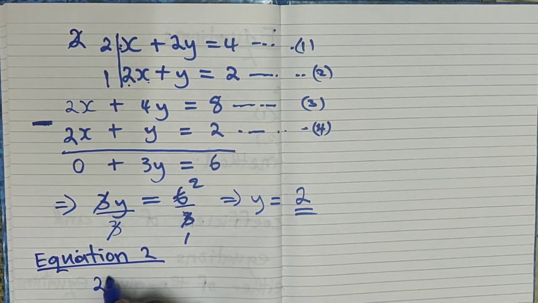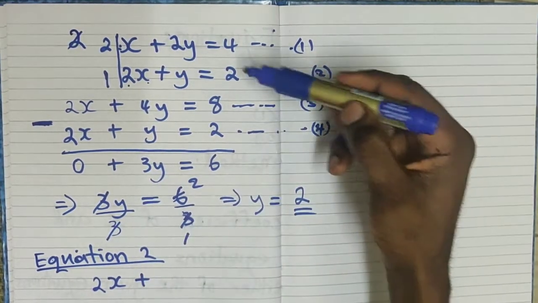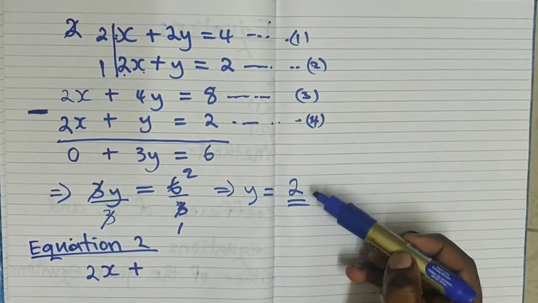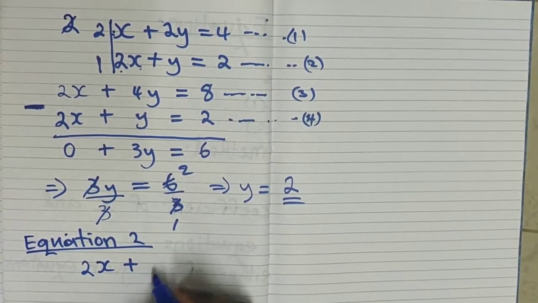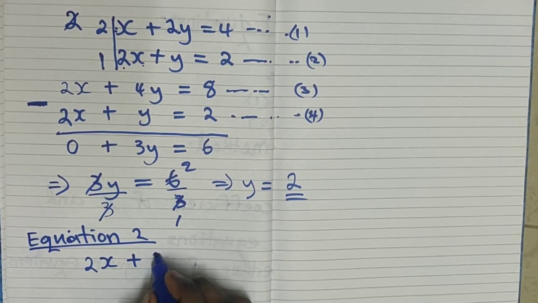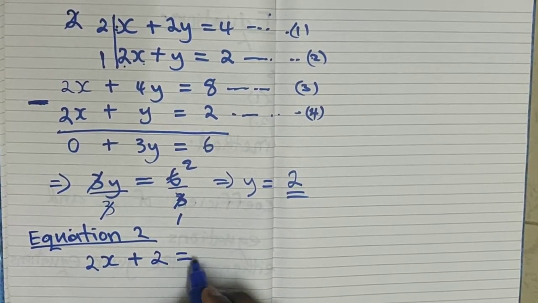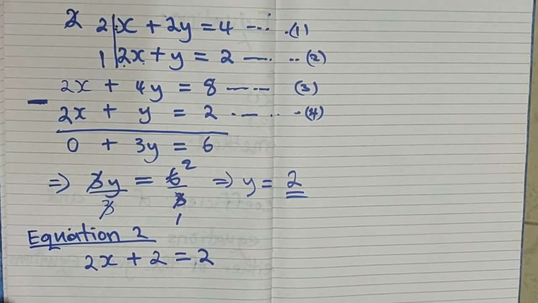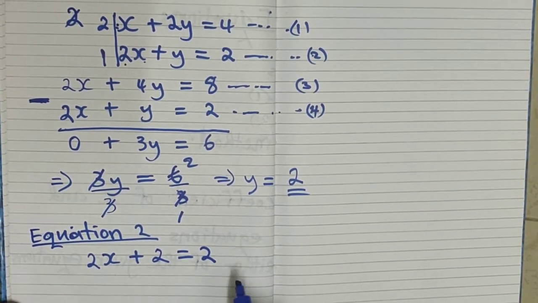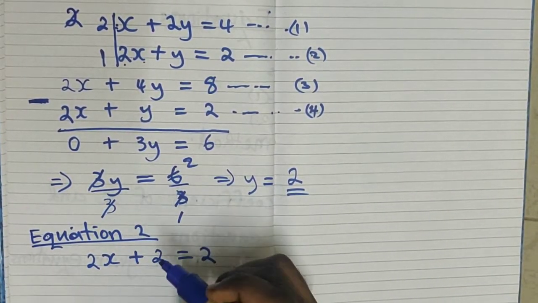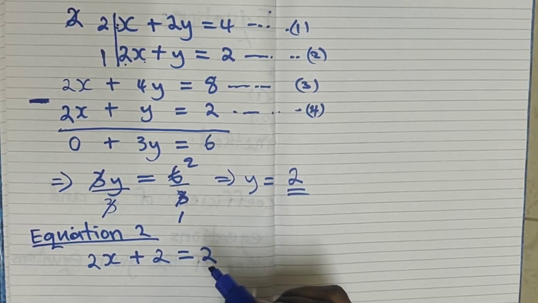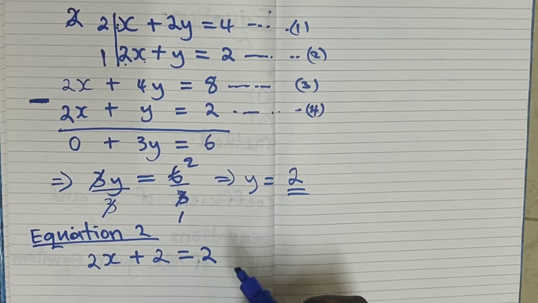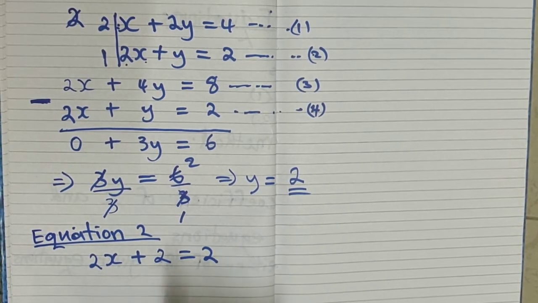Which is 2x plus, now this is our y. Our y is what? 2. In the place of y we are going to put 2, which is equal to 2. Now we are looking for what? x. The last step is what? We substitute y in either of the given equations and solve for x. So we are solving for x.